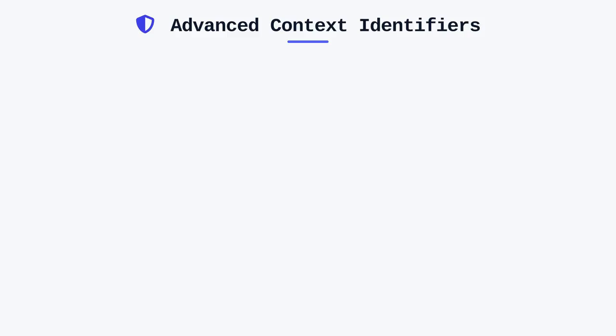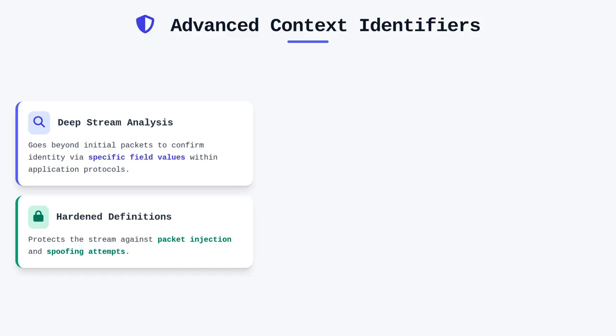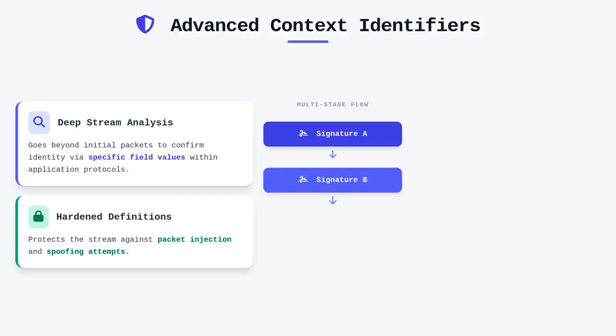Context identifiers are the next critical layer, as they allow the firewall to look deeper into the stream to confirm the application identity beyond just the initial packet transmission. By setting criteria based on specific field values within the application protocol, you essentially harden the definition against packet injection or spoofing attempts. If you are dealing with a multi-stage application, you might need to chain multiple signatures together to ensure the entire session flow is correctly identified from start to finish.